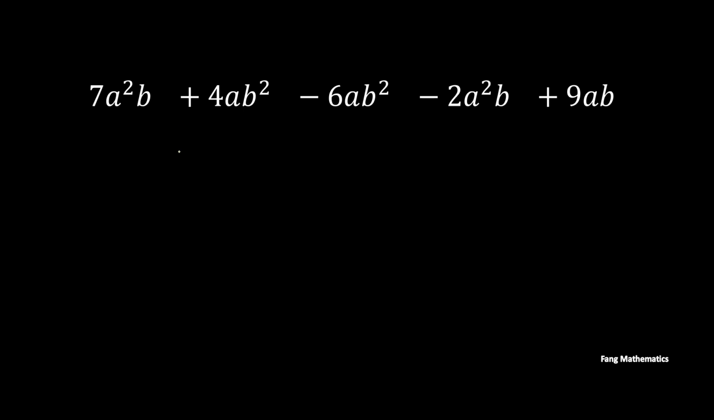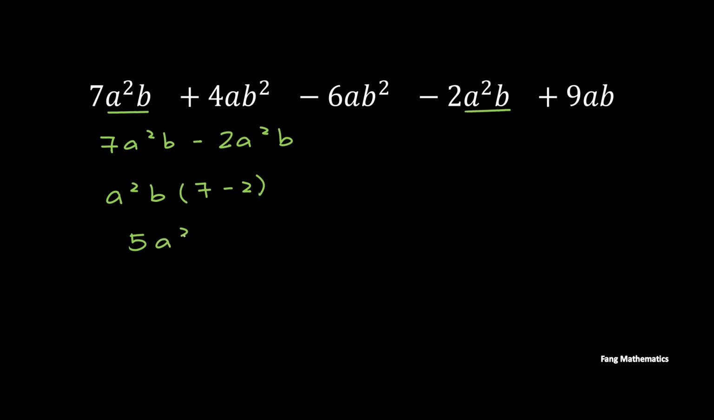The last example we have, and you can see we have two variables. So let's pair up the like terms carefully. The first, you have a squared b. So I'm to find if any other terms has a squared b. Be careful. I believe you get this a squared b here. So let's bring the a squared b together. So 7a squared b minus 2a squared b. So you are to factor out the a squared b and perform the subtraction, 7 minus 2. So I believe you should have 5a squared b.